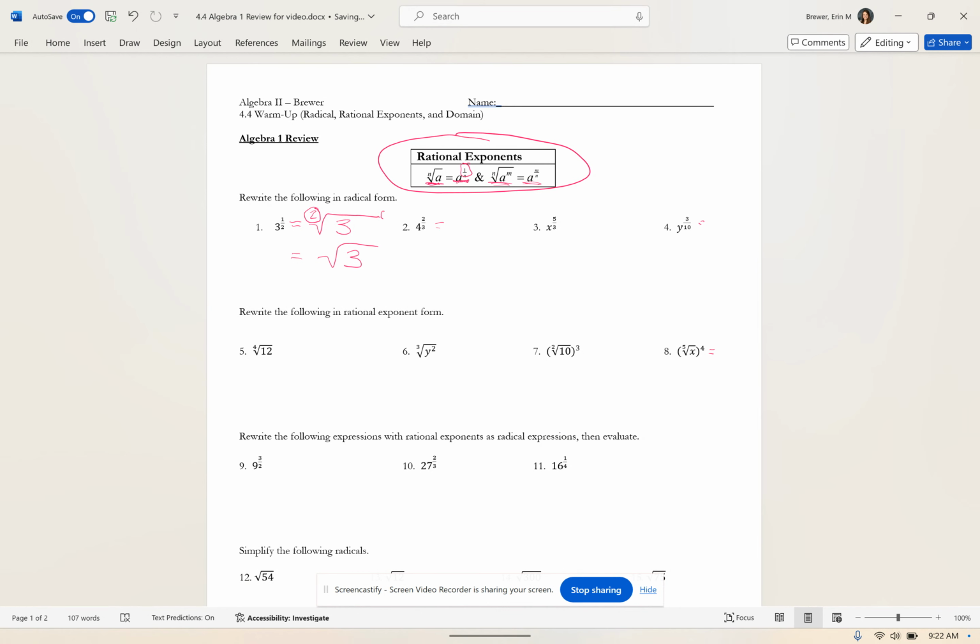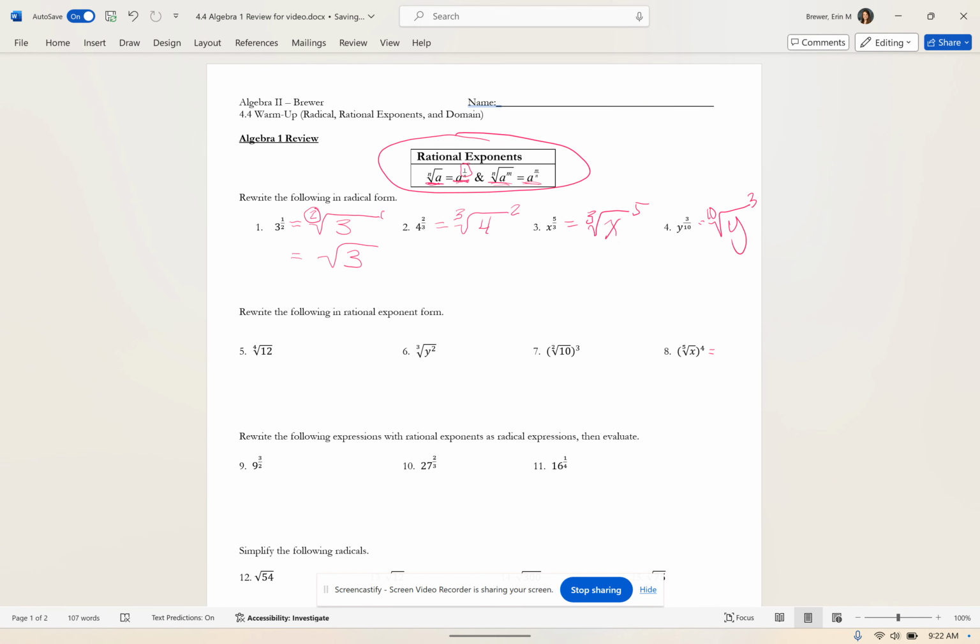For the next one, same idea, we're going to draw our radical symbol. 4 is going to be our radicand, 3 is going to be our index, 2 is going to stay our exponent. So this says the cube root of 4 squared. We can keep going even if there's variables. This one would be the third root of x to the 5th. This next one would be the 10th root of y to the 3rd.